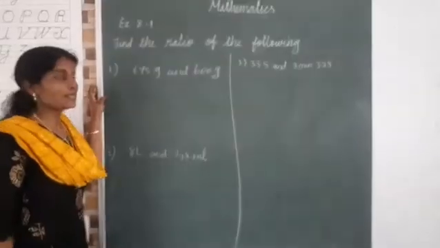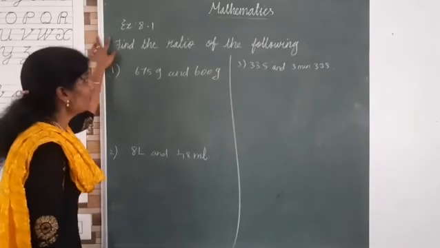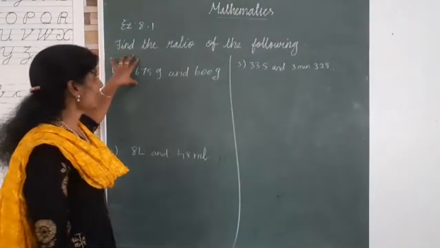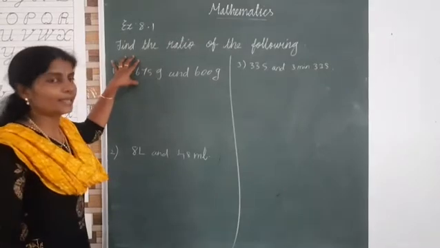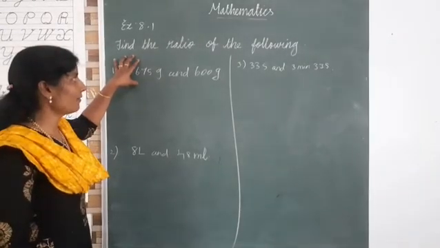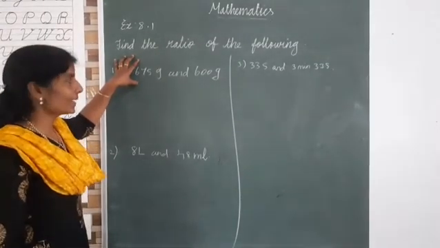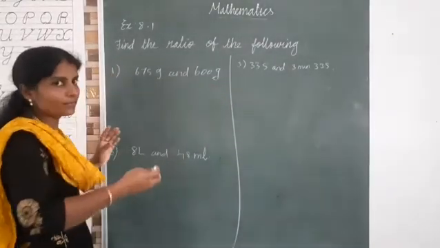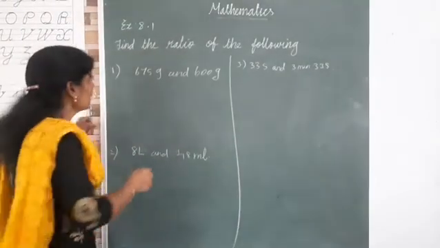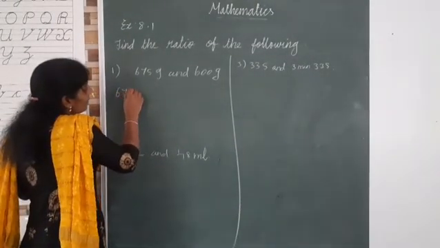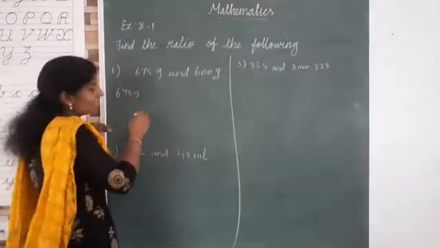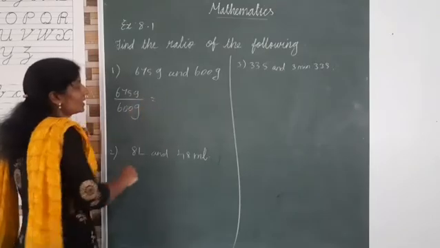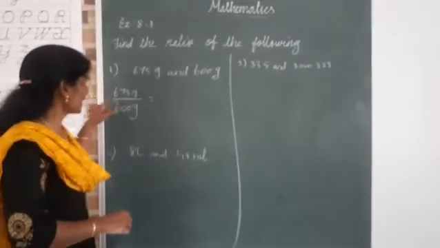Okay. Now exercise 8.1, question number 1. Find the ratio of the following. Now listen here, first question, 675 gram and 600 gram. 675 gram and 600 gram. Now we can write the same unit, so we can write in simplest form, then we can write the ratio. Okay. Now here 675 gram, first we can write in fraction form. 600 gram, equal to same unit, isn't it? Now we can write in simplest form.